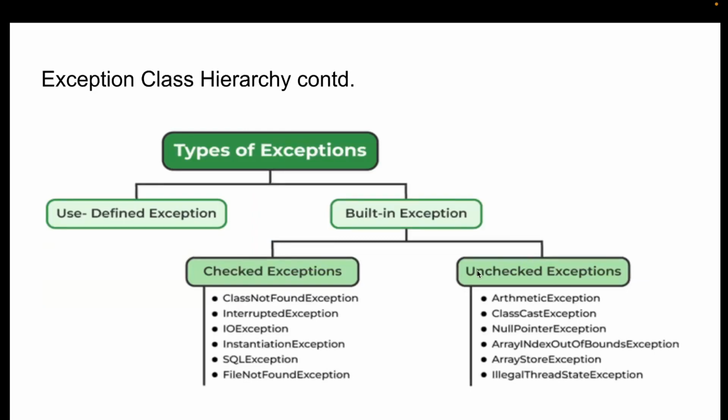Now we'll see what are unchecked exceptions. So arithmetic exception, this we had already seen, right? This is a runtime exception. Now we have another exception like class cast exception. So we can cast a class to another class. Suppose you have a parent class and you have a child class, right? So basically child class is a type of parent class, right? So there is a relationship.